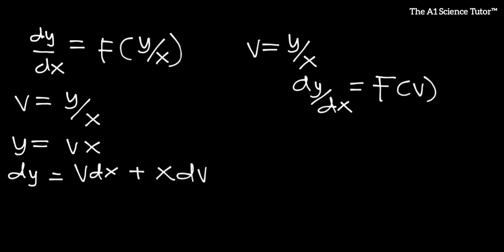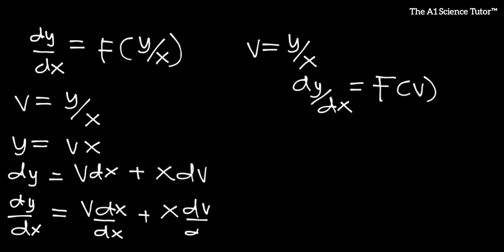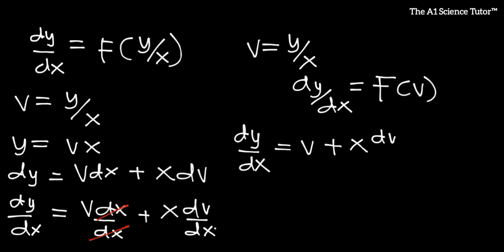Now, let us divide through by dx. So if we do that, this is going to be dy/dx, and here we're going to have v dx divided by dx, and here we're going to have x dv divided by dx. So we know that this is going to cancel out, and we're going to have dy/dx, and this will be equal to v plus x dv/dx.